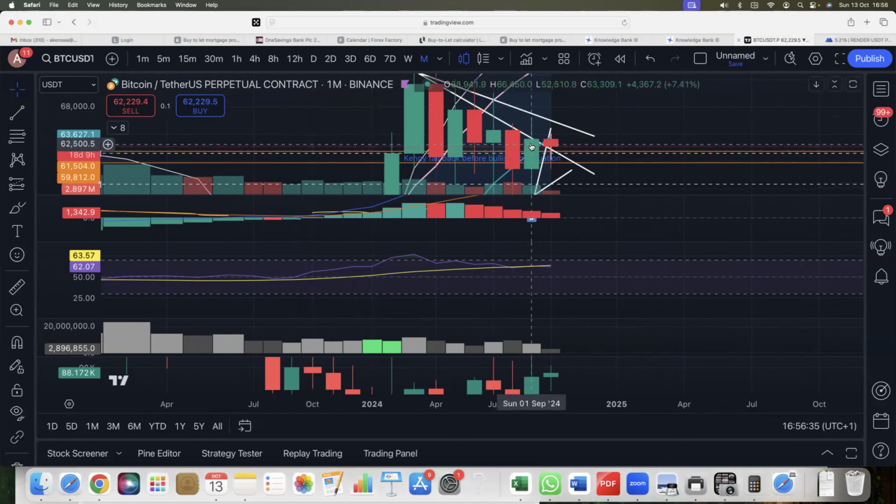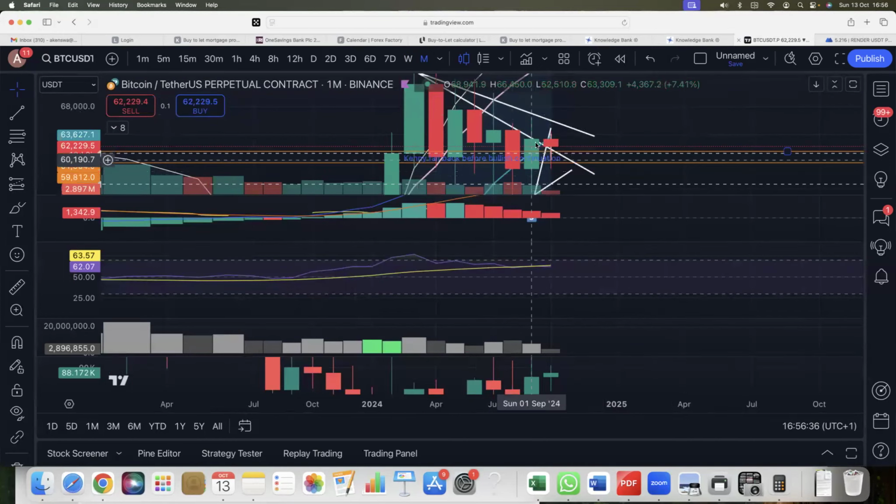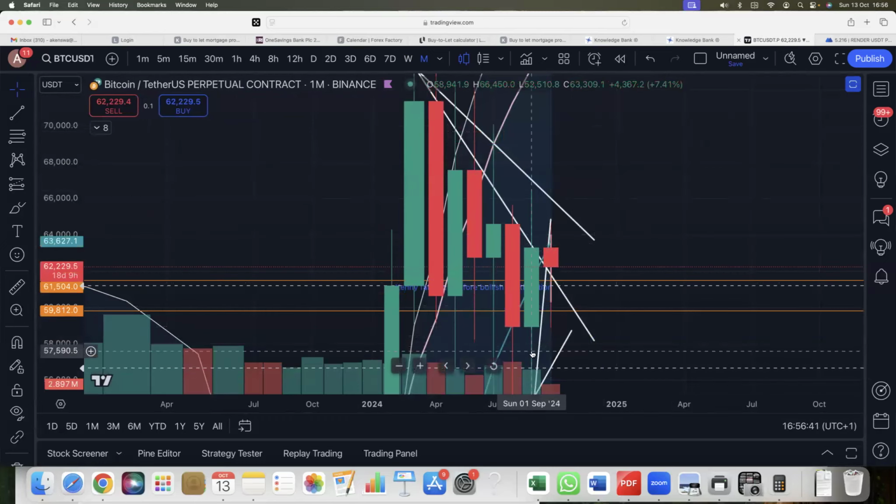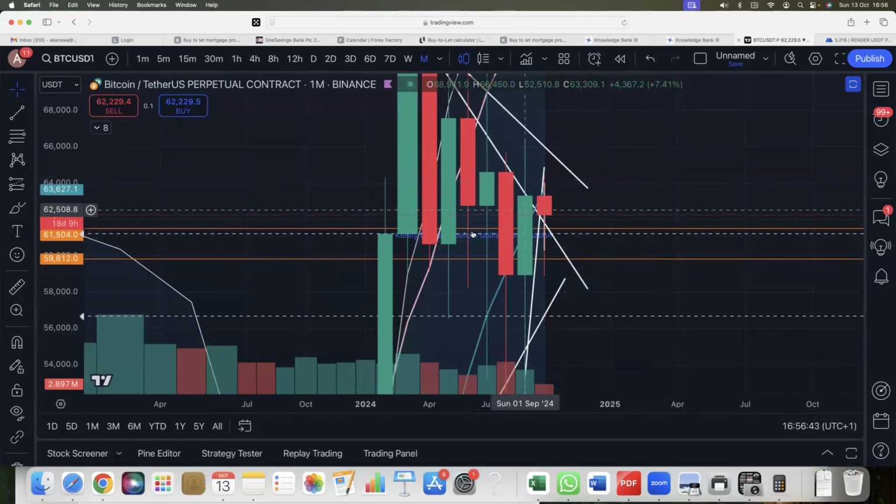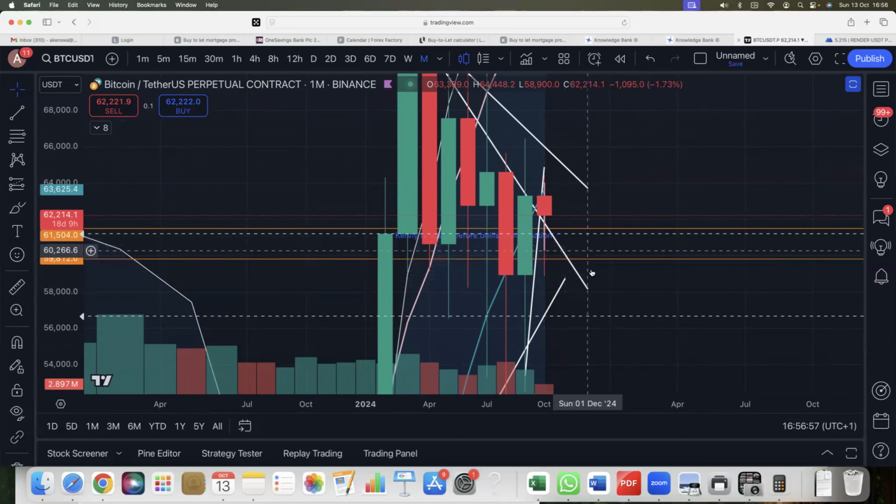So monthly, it's fine. We've got a bullish candle last month here. This is a bullish candle. These are lines I drew last week in terms of where price will come to. As you can see, we fell even slightly below that box.